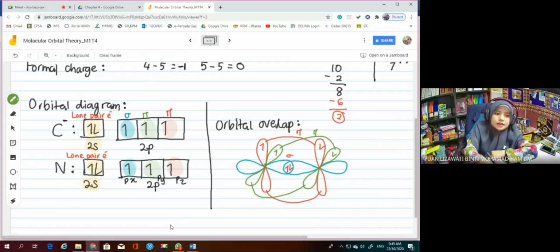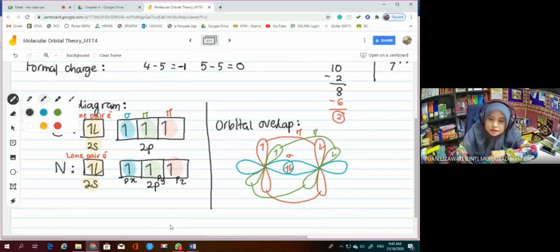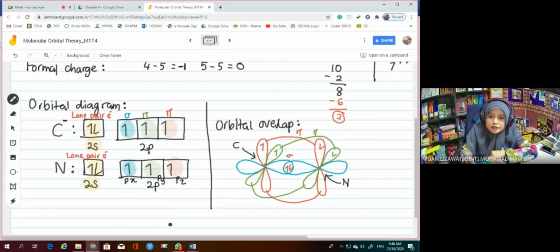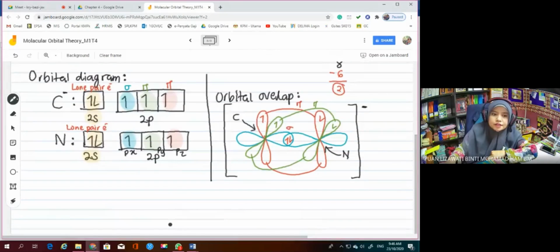Alright, next. Don't forget to label the atom carbon. And this one is nitrogen. Because this is ion, jadi kena lukis the square bracket. And the negative charge outside. Okay. Alright, so now for the explanation. Contoh explanation. So you can write like this.